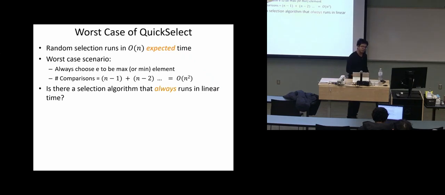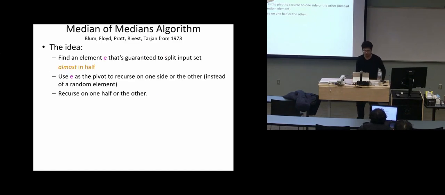Well, the question then is, is there an algorithm that is always linear? And the answer is yes. That was found out like 50 years ago already by Blum, Floyd, Pratt, Rivest, and Tarjan. And the algorithm is really cute. It's called median of medians.